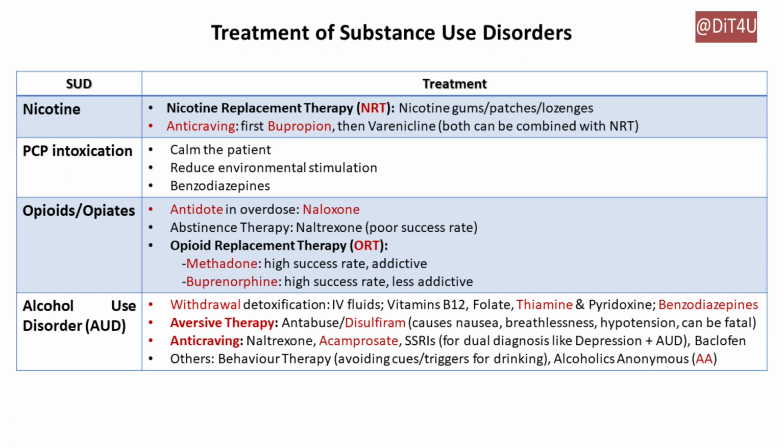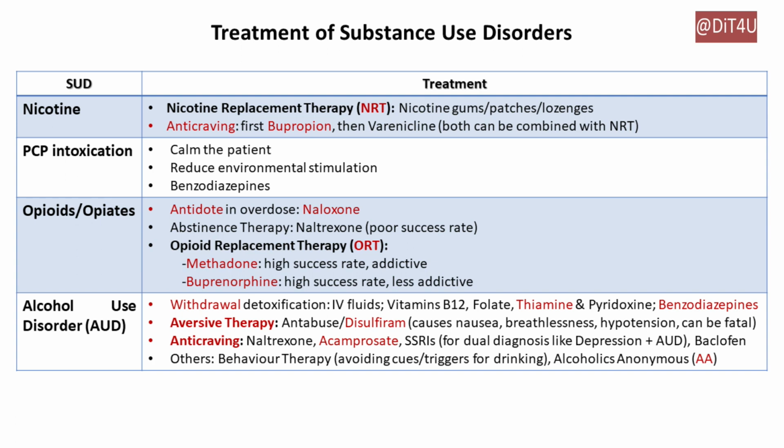Typically, you have to detoxify them by giving IV fluids because they will be dehydrated. Vitamin deficiencies are seen, therefore you have to replace by giving vitamin B12, folic acid, thiamine especially, and pyridoxine. And of course, for the withdrawal tremors and agitation, you can control by giving benzodiazepines, especially long-acting benzodiazepines such as chlordiazepoxide. If the person is also hallucinating and behavioral disorder is also seen, then you might have to use antipsychotics as well.